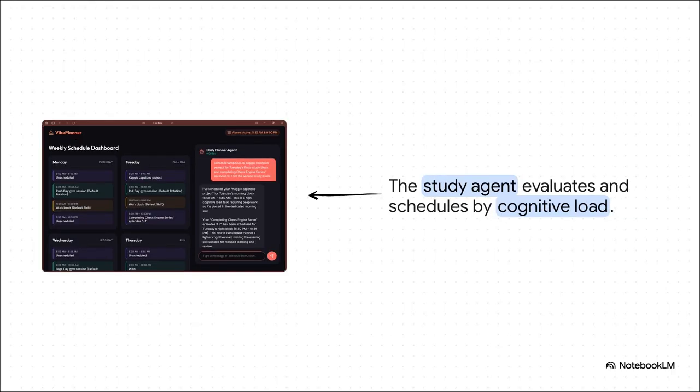This smart logic extends directly into the study agent too. When you ask it to schedule tasks, it automatically evaluates the cognitive load. High-effort assignments, like a Kaggle Capstone project, are automatically placed right in your dedicated morning deep work block. Meanwhile, lighter review tasks, like maybe watching a chess engine series, are smartly routed to your night block.